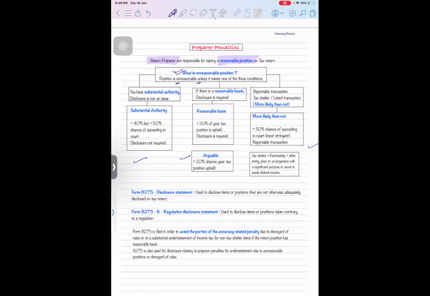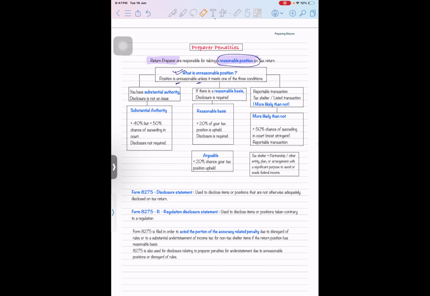Again, I'm repeating myself. When you take a position in the tax return, it should be reasonable. Return preparers are responsible for taking a reasonable position. If you take a position which doesn't follow any of these three, then you will have taken an unreasonable position on your tax return. Unreasonable position means you have prepared the tax return with a lot of mistakes and irregularities without looking at the IRS laws and all those things, right? So what are the three conditions?